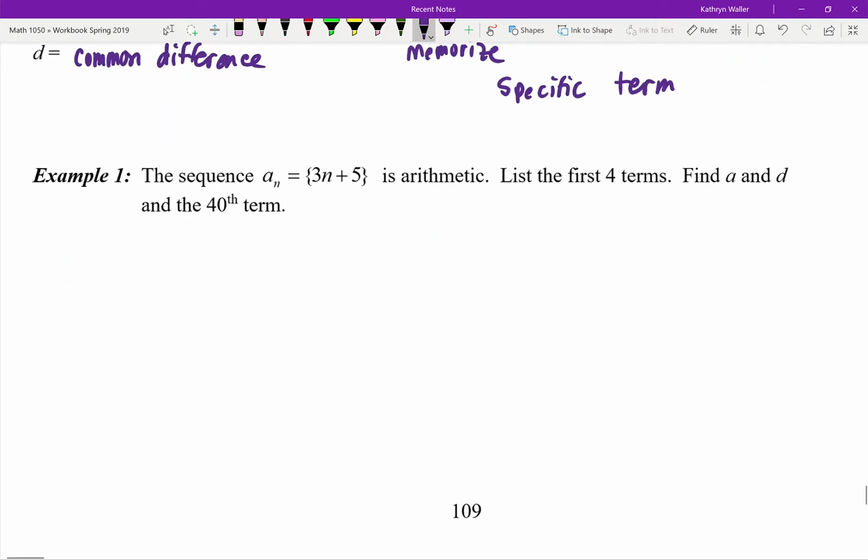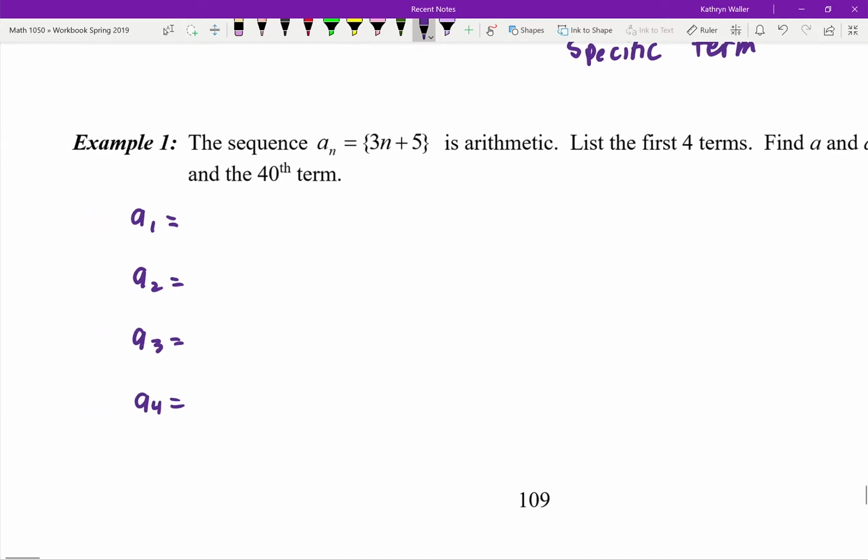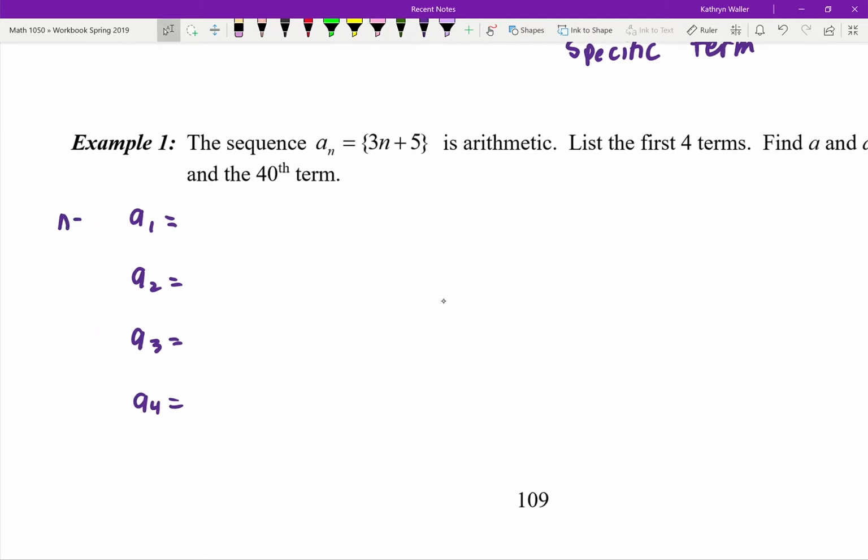Okay, so let's go with example 1. You have a formula. This is arithmetic. List the first 4 terms. Find A, find your D, and find the 40th term. Let's find the first 4 terms. So let's go A sub 1, A sub 2, A sub 3, and A sub 4. So guys, one thing I need you to understand, on A sub 1, n is 1. On A sub 2, n is 2, then n is 3, and then n is 4. You wouldn't necessarily have to write that down, but you need to understand that.